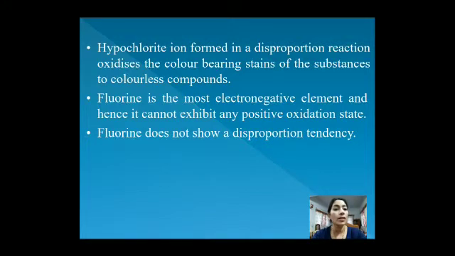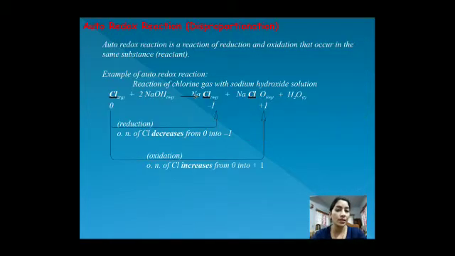Fluorine is the most electronegative element. We know what is the most electronegative. Its electronegativity is 4. The sequence of electronegativity is like F, O, N, Cl. Hence, it cannot exhibit any positive oxidation state. It's always showing the minus oxidation state because it's always behaving as an anion. Fluorine does not show a disproportionation tendency. Always there is only and only -1 oxidation state.